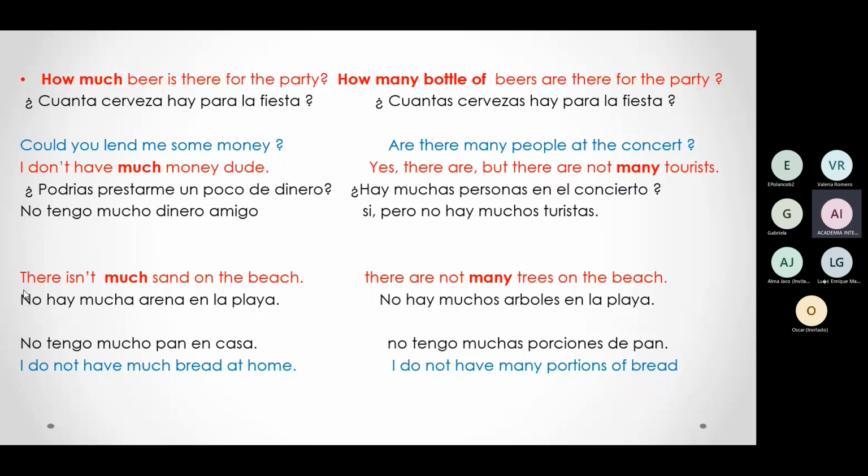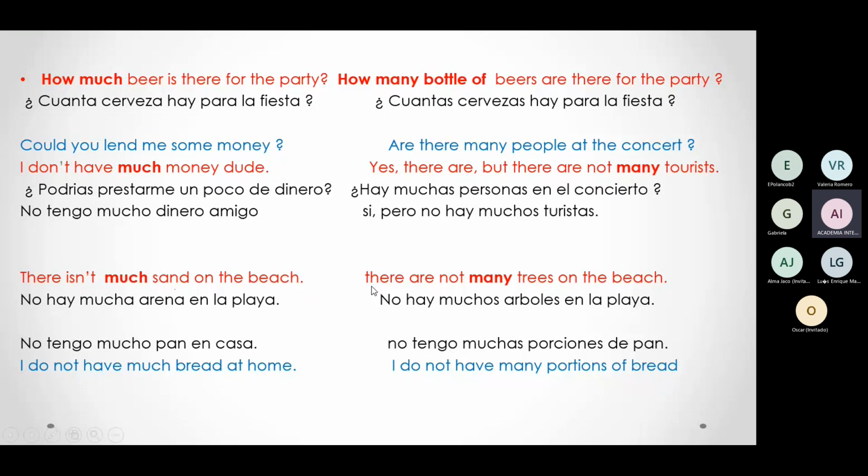Okay, that is a negative sentence, and that's why I'm using much, because it's a negative sentence, and because this is an uncountable noun. Nunca he visto la palabra con S, sands, arenas, no, solo sand, arena. That's why it's another uncountable noun.